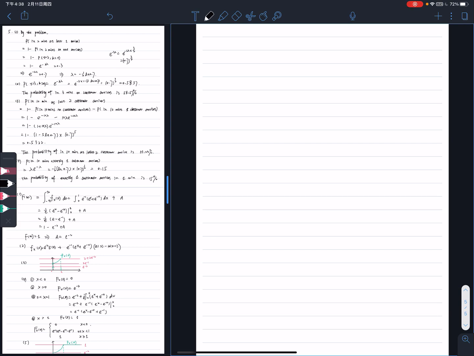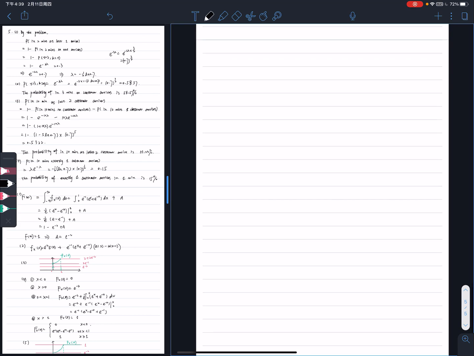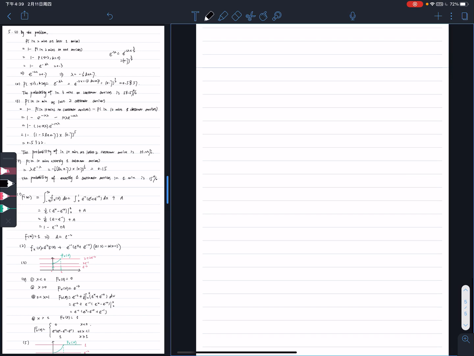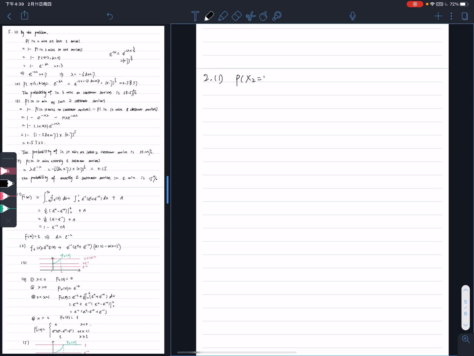Hello everyone, this is the solution for problem 2 in homework 2. So for the first part of this problem, what we need is the probability of the event x2 equals 1.